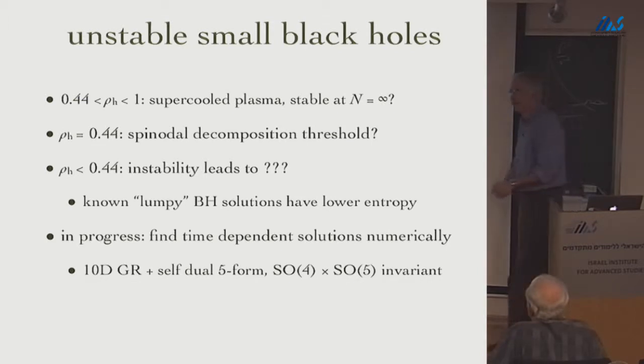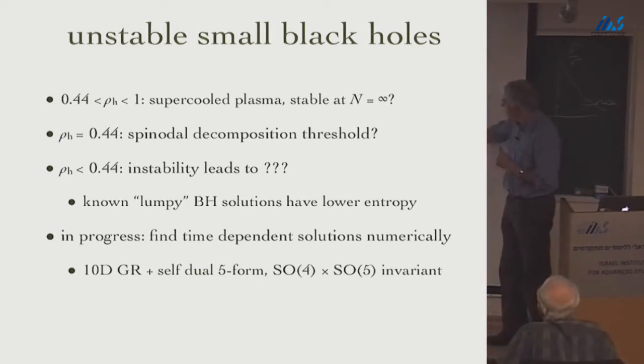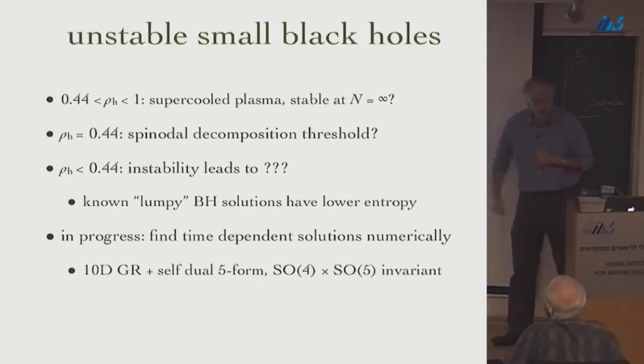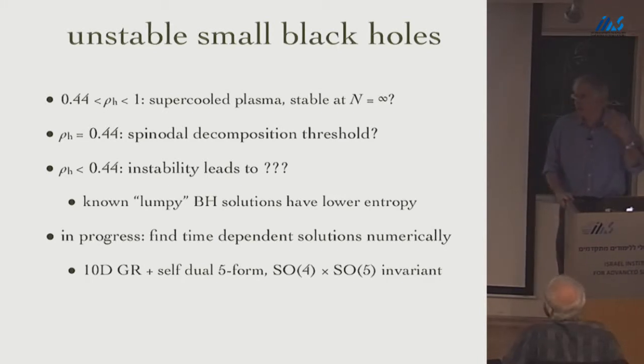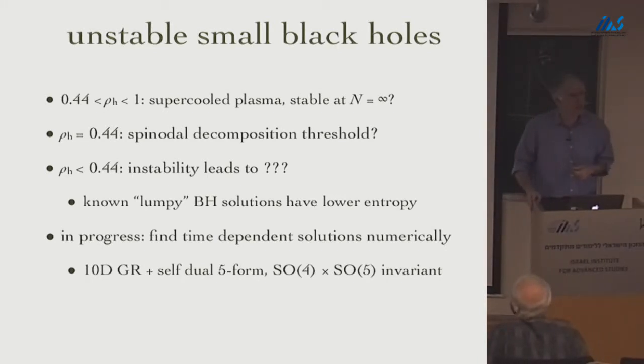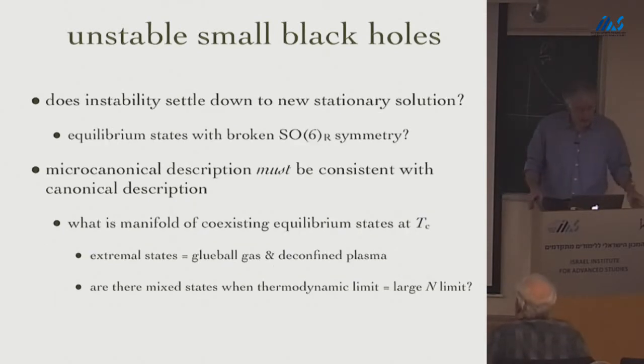The only solutions that have been found have lower entropy or higher free energy, so they're not the right ones. And in any case, there are still questions. So that's what I tried to say here. We're just literally trying to follow that instability by doing honest-to-God time-dependent dynamics with what is now 10D gravity plus a self-dual 5-form. We think we can do that. I could say more about complications.